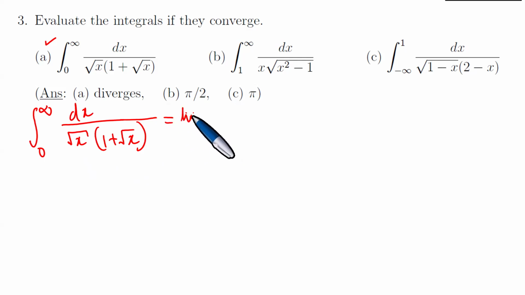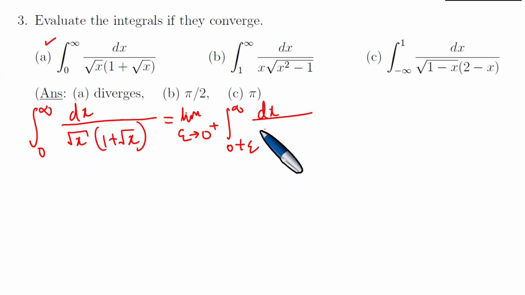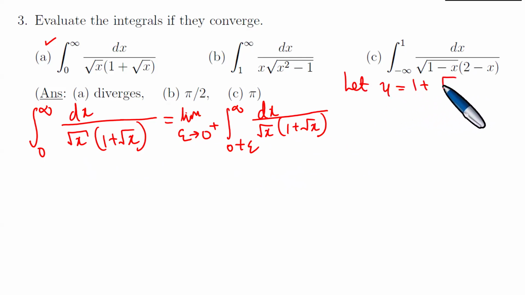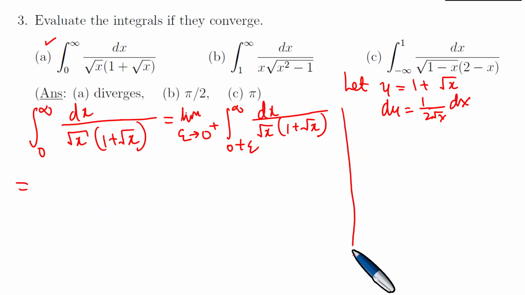To do this one, you'd have to take the limit as epsilon approaches zero from the right of the integral from zero plus epsilon to infinity, dx over the square root of x times 1 plus the square root of x. You let u be 1 plus the square root of x, so du is 1 over 2 square root of x dx. Okay, we just need to do the integral here.